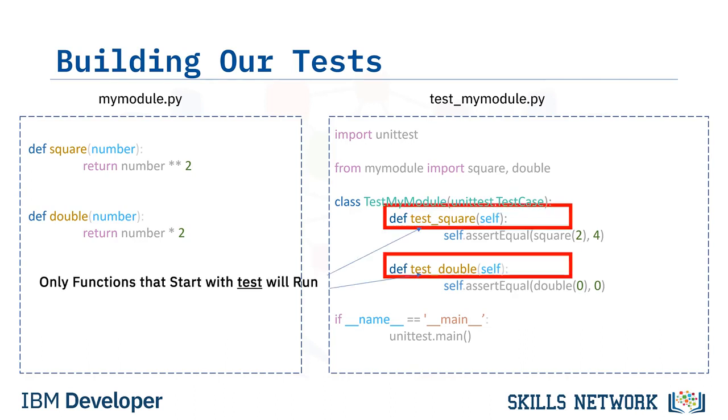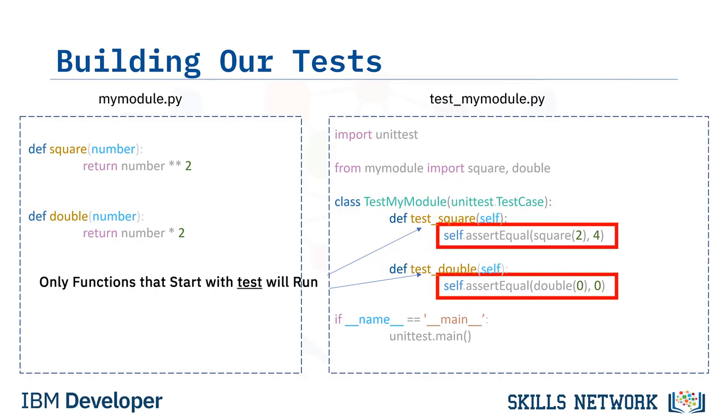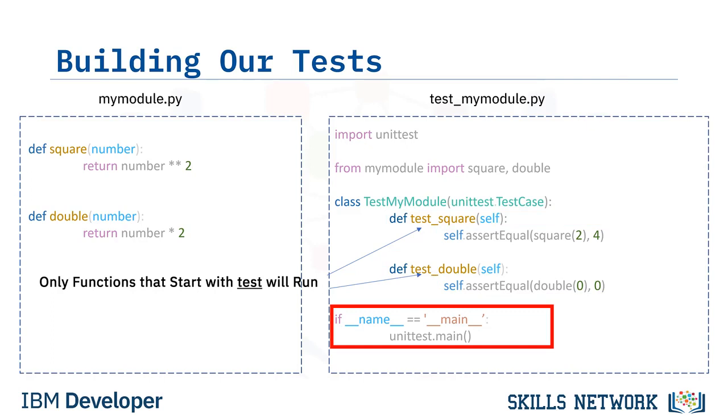Now we create a function in the testMyModule class for each function we want to test. We name the functions by prepending test to the function we want to test. Note that this step is mandatory as only functions that start with test are run. Finally, we can start creating test cases. This is done by using the assert_equal function. To run our test cases when the file is run, we add this block.